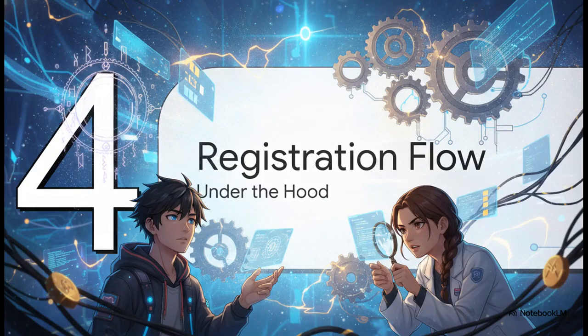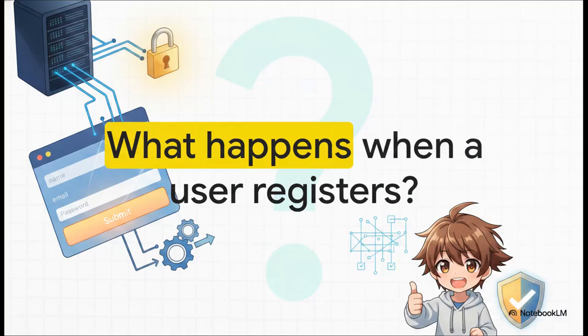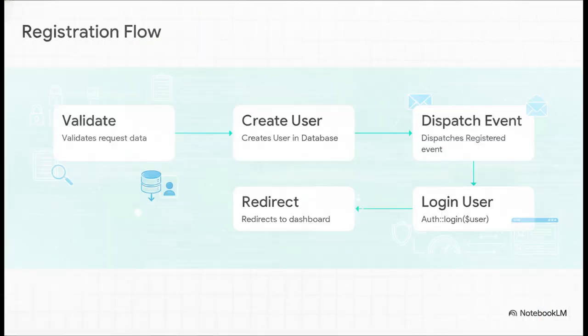Section 4. The registration code flow. But we don't just want to blindly trust the magic, right? Think about it for a second. When a new visitor types in their name, email, and password and clicks submit, what actually happens? How does the framework get from a basic HTTP request to a securely logged-in session? Well, what's really fascinating is the completely linear behind-the-scenes flow inside Laravel's RegisteredUserController. It executes in 5 distinct steps.